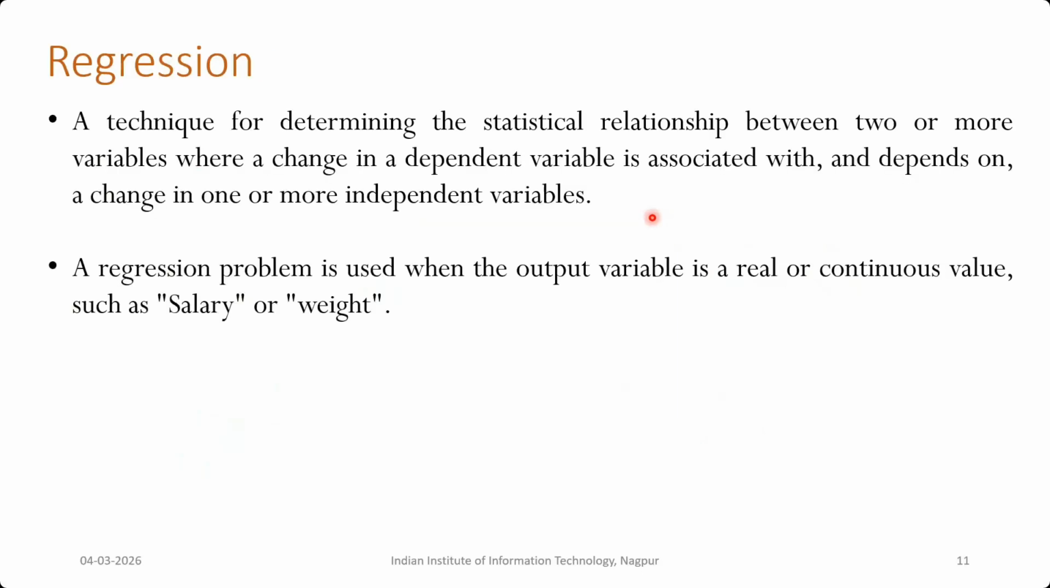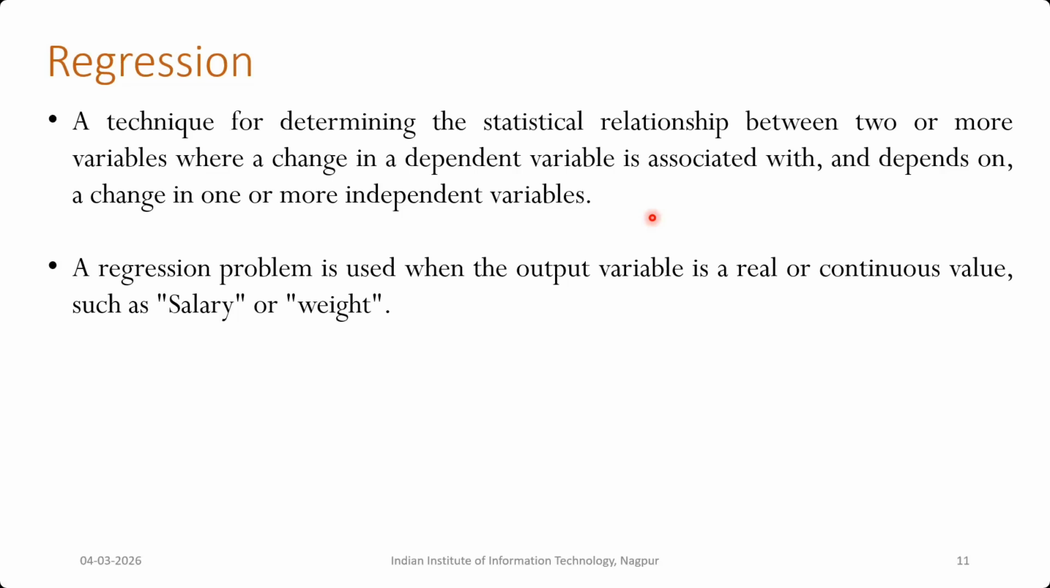Then next is regression. So what exactly is regression? It is a technique for determining the statistical relationship between two or more variables. In regression analysis, when we have a single independent variable and a single dependent variable, it is simply a linear regression problem. And when we have multiple independent variables and a single dependent variable, then it is a multiple linear regression. Depending on the number of dependent and independent variables, there are different regression analyses that we can perform.